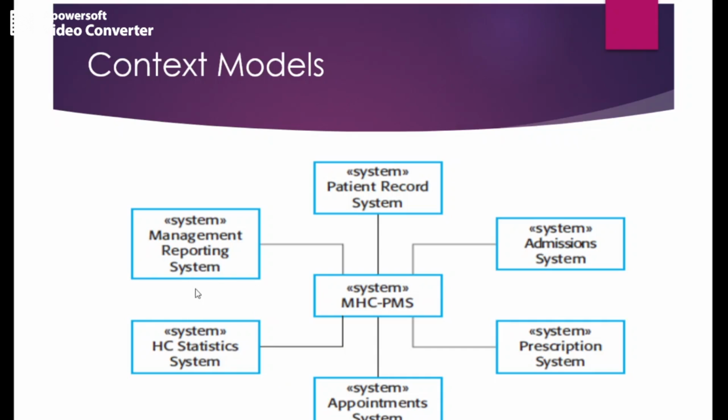Then the management reporting system. It is something like, monthly you are going to generate the report of your clinic: how many patients have entered the clinic, what type of treatment they have taken, what is the cost of their treatment. All those details will be reported, and this system will maintain them. Then the HC statistics system, the healthcare statistics system. Mainly the cost or the expenditure details will be maintained here.